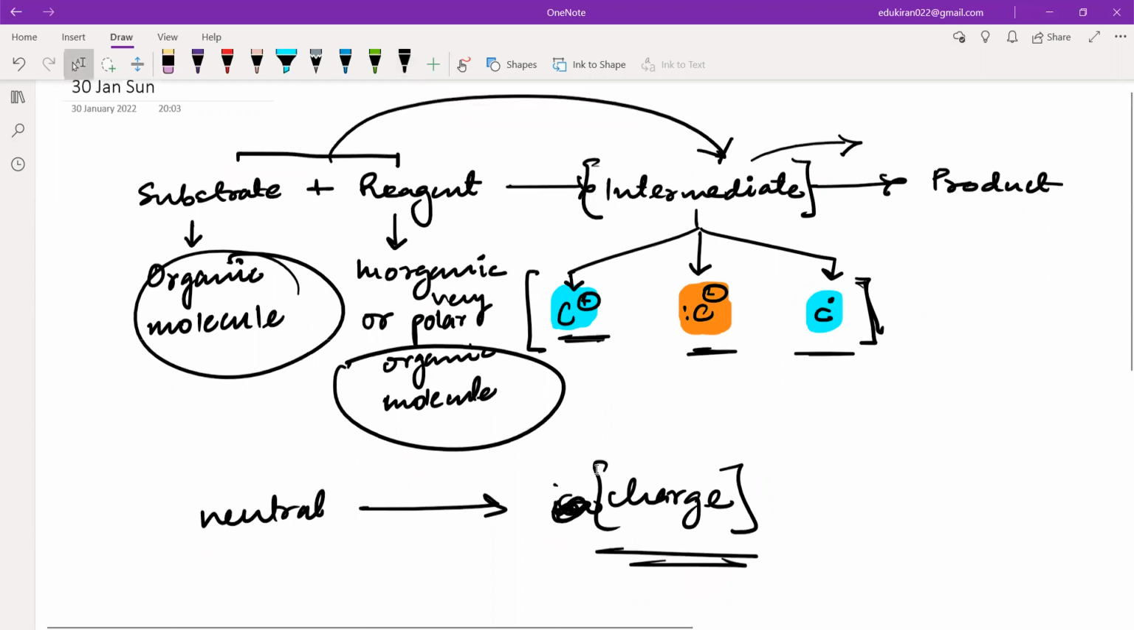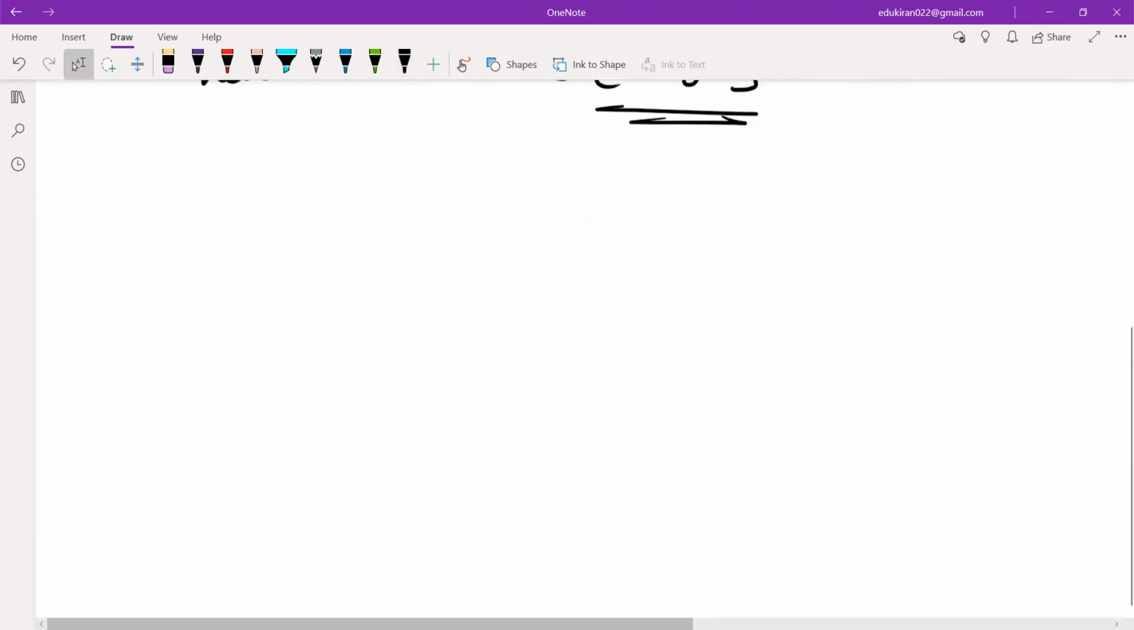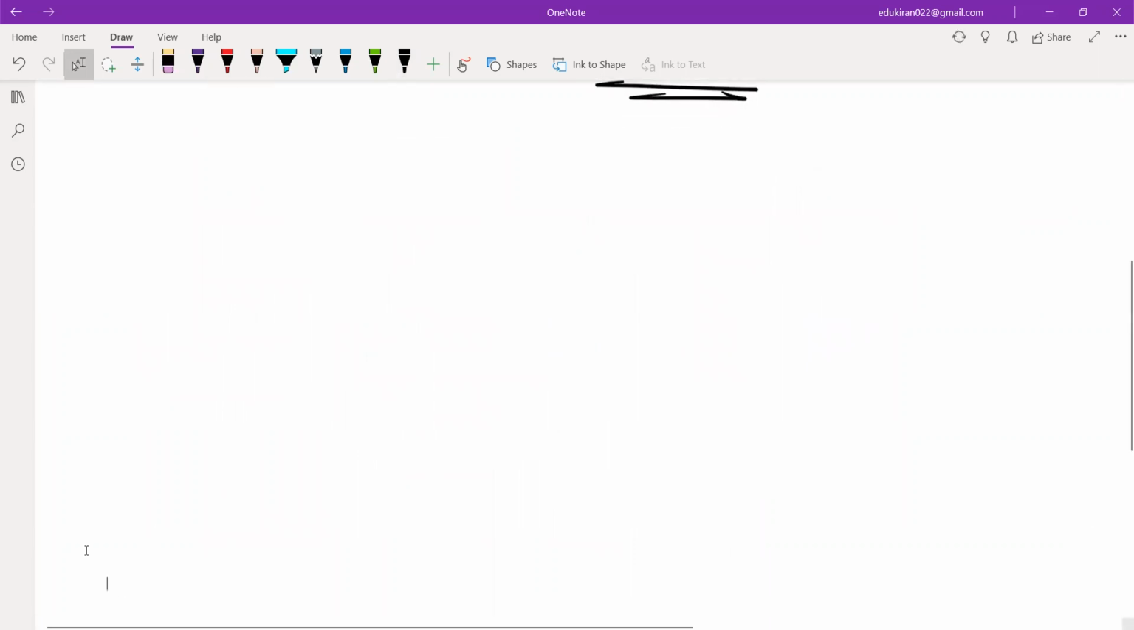Okay, so first of all we'll learn about the carbocation. So you can write the topic. I hope the review is clear for all of you and why we are going to study the carbocation and carbon free radical as well as carbanion. Yes or no, guys? Tell me. Yes, sir. Yes, okay. This is carbocation.